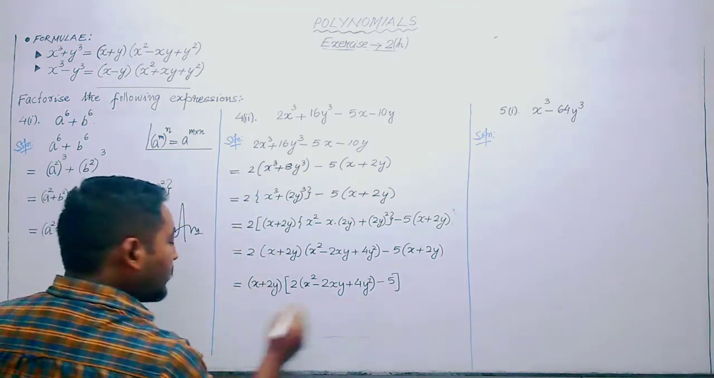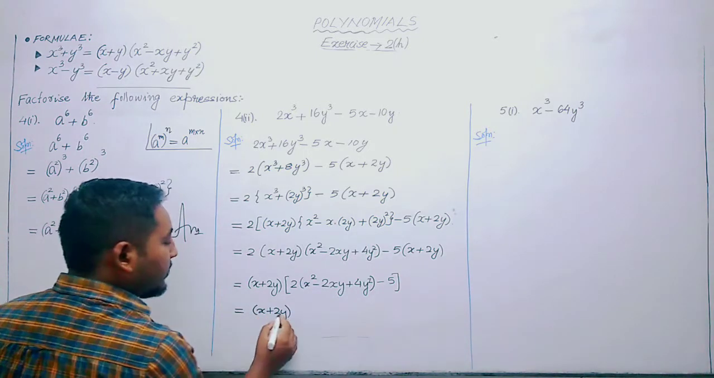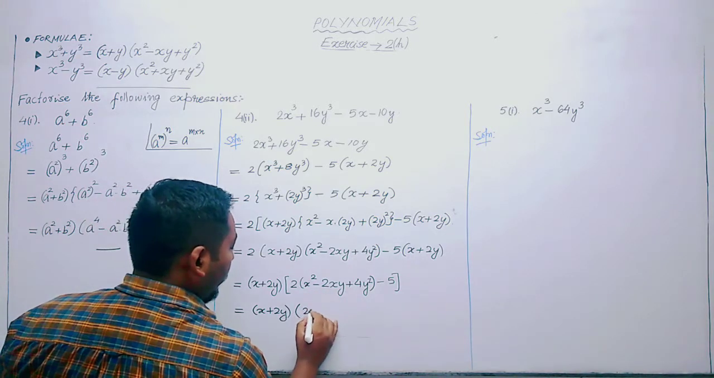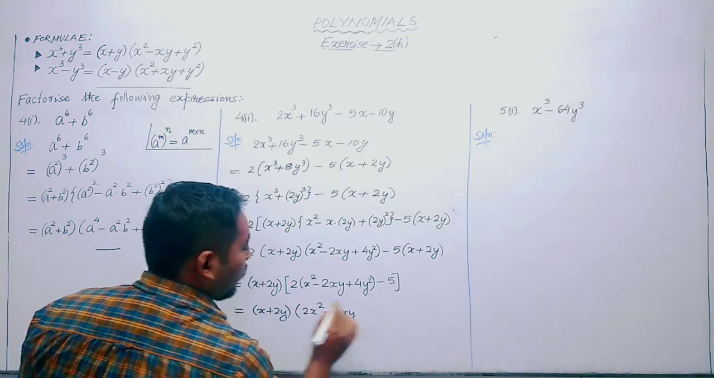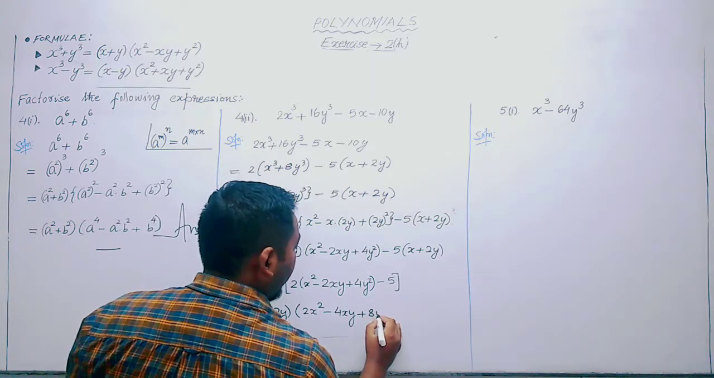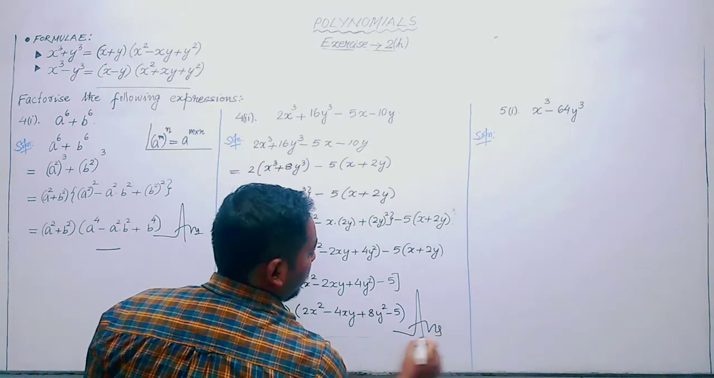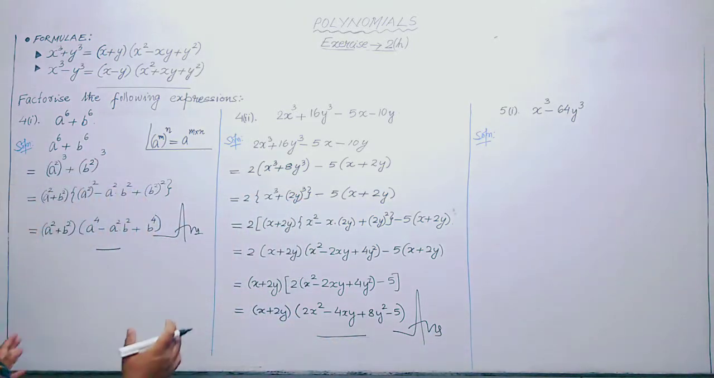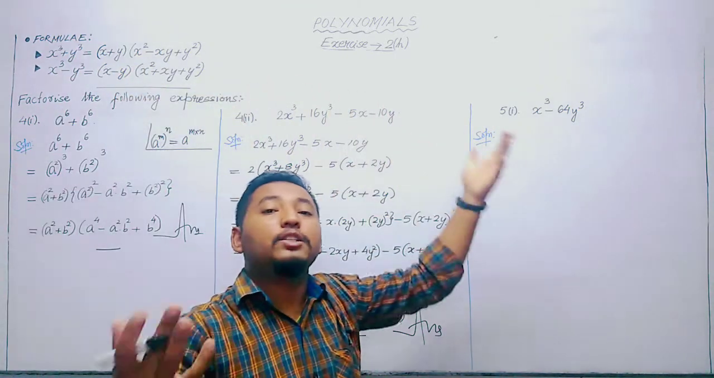If you have to go one more step, you can write down like this. x plus 2y, I'll just multiply this by 2 and write down 2x square minus 2 2s are 4 xy, plus into plus plus 2 4s are 8y square minus 5, which is our required answer. Now, so far we have done for x plus y whole thing cube. Now let us do for x minus y whole thing cube.